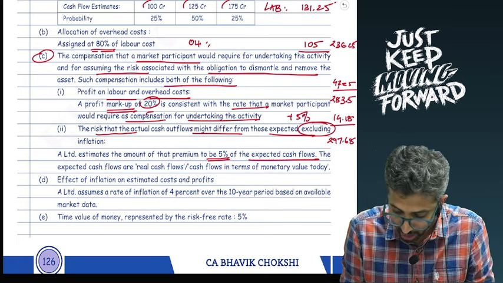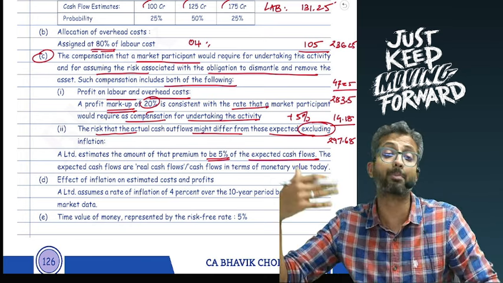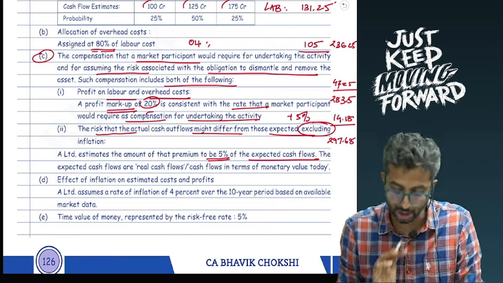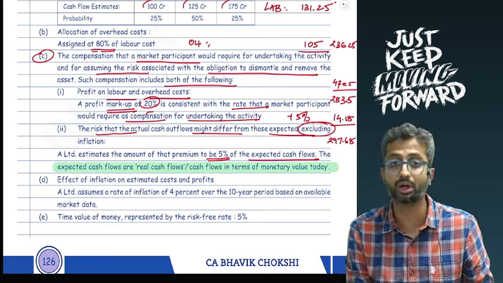Now comes a statement which is per se clear, but it may appear to be inconsistent with some other data in the question. The expected cash flows are real cash flows or cash flows in value of monetary value today.